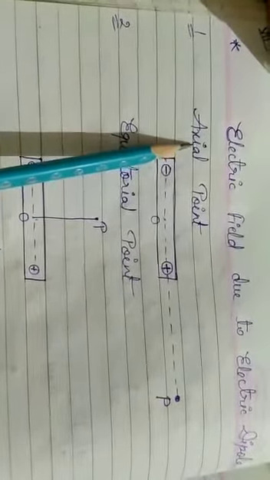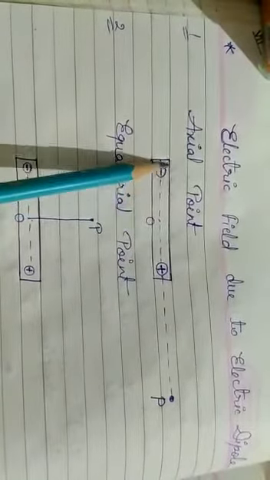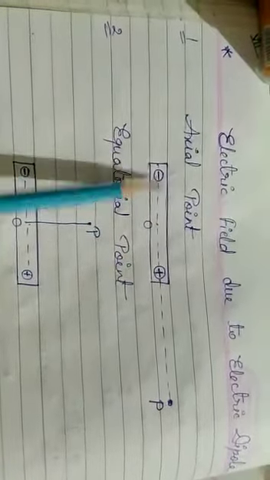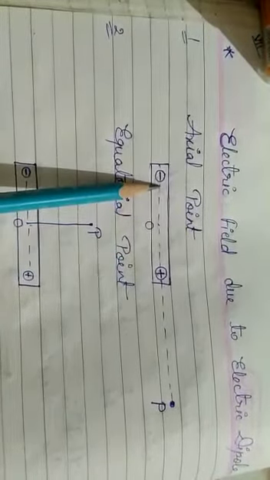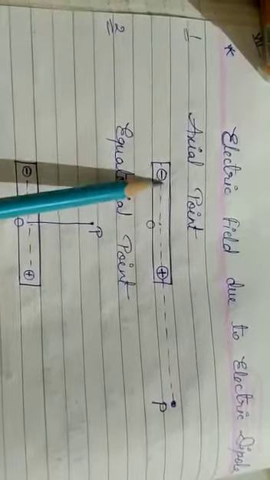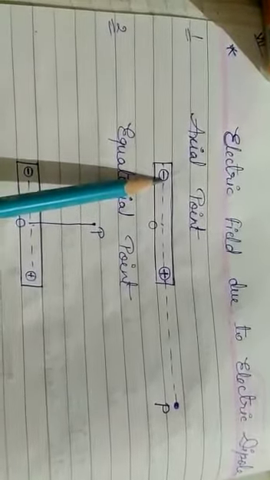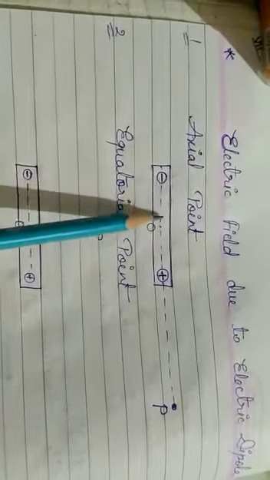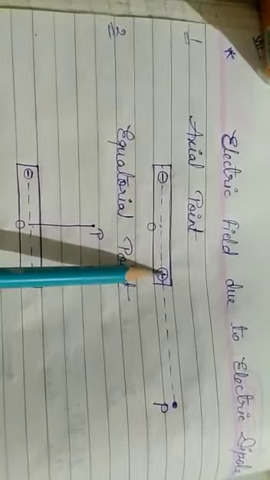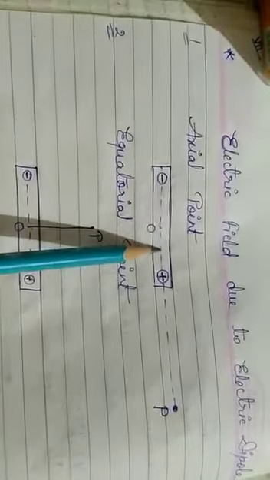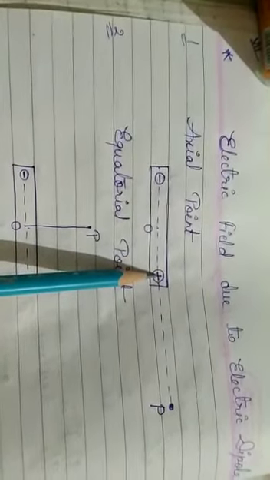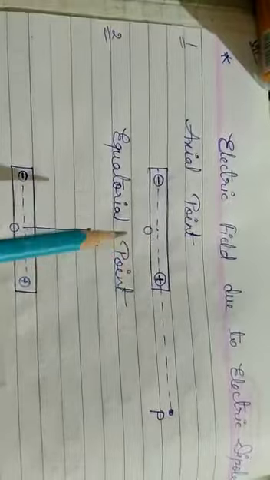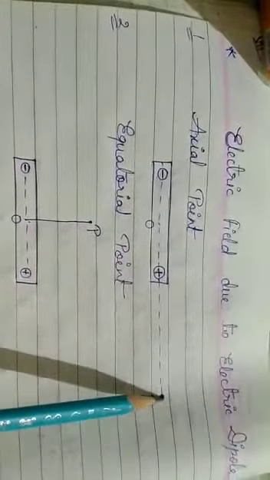The first one is the axial point. Students, this is one dipole, with a negative charge and a positive charge. The distance between these two charges is 2L, as we have discussed already. Now what is the axis? The imaginary line joining the negative charge to the positive charge is called the axis of the dipole.